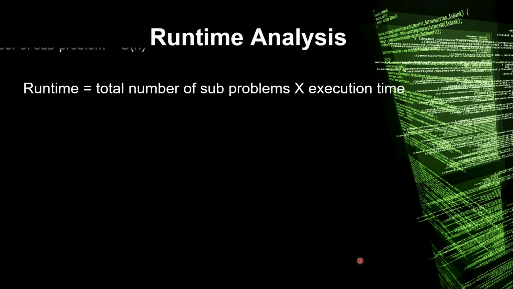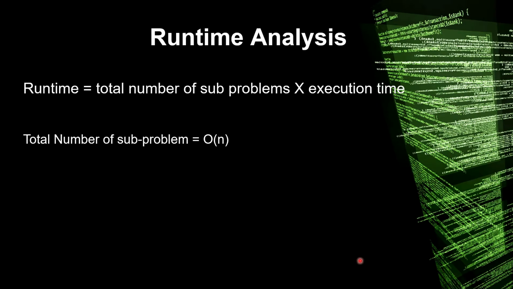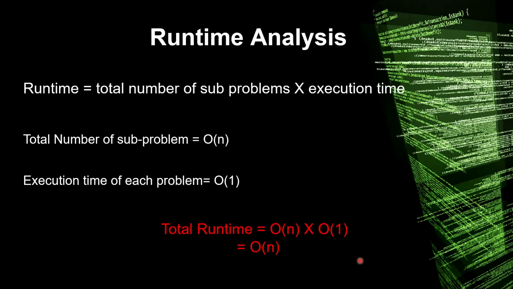We first calculate the total number of sub-problems, which is big O of n, and since every problem is solved only once, it is big O of 1. So the total runtime is big O of n.